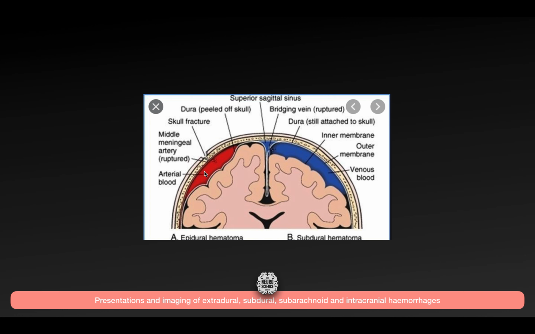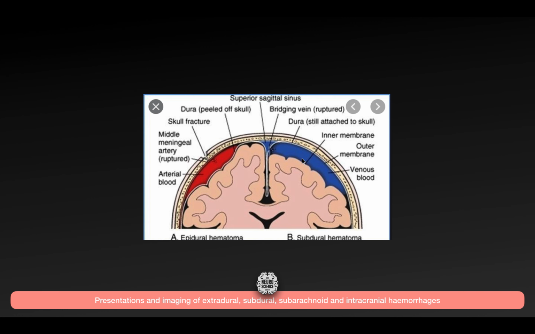Here are two examples. So, arterial blood because your middle meningeal artery has ruptured, particularly at the pterion, quite classically. The dura has two layers, and it has peeled off of the skull here. So, it has crossed this region here, and we have a lovely little shape here. Now, if you go subdurally, the dura is still attached to the skull, and venous blood, usually bridging veins, pool between this region of dura and arachnoid mater. Okay? This isn't a subarachnoid bleed. So this is an extradural and a subdural hematoma.